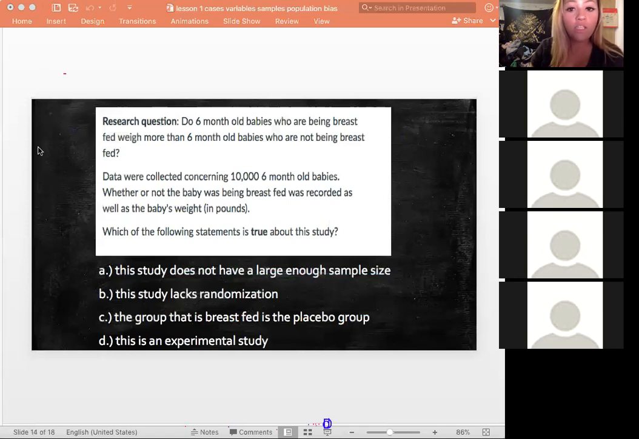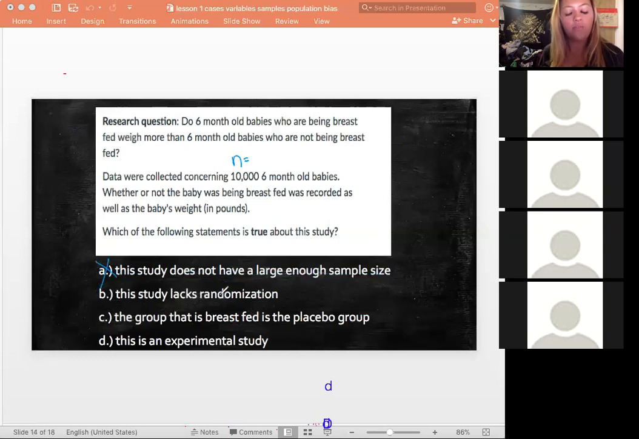So let's look at this one. By the way, I try to put some tricky questions in here because this is the time to try these out when you have someone to explain it to you. Let's go through these options. A says the study doesn't have a large enough sample size. That's untrue because our N is 10,000. N is the notation for a sample size, so that is large. That's not right.